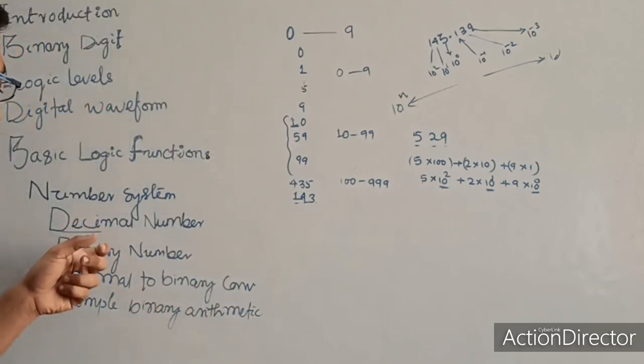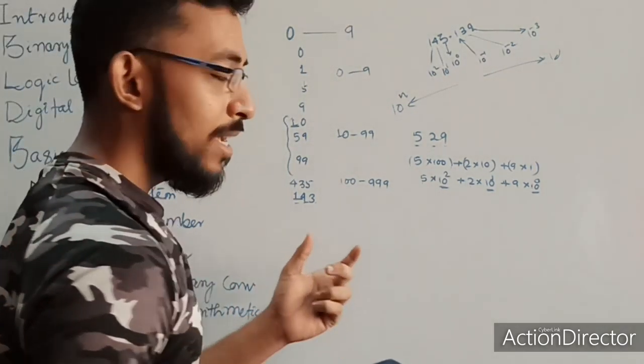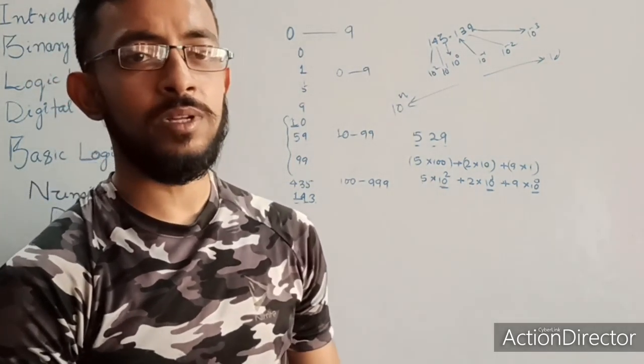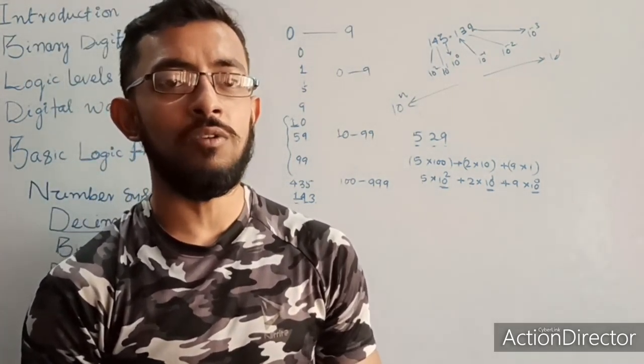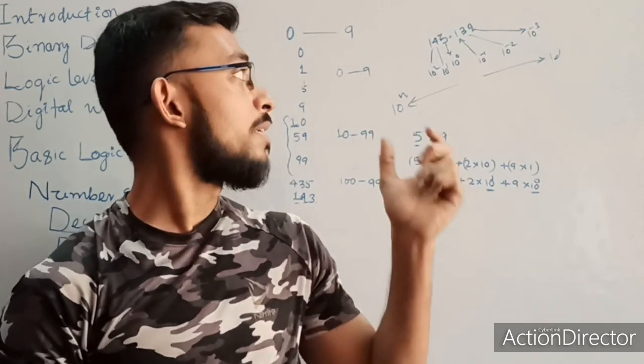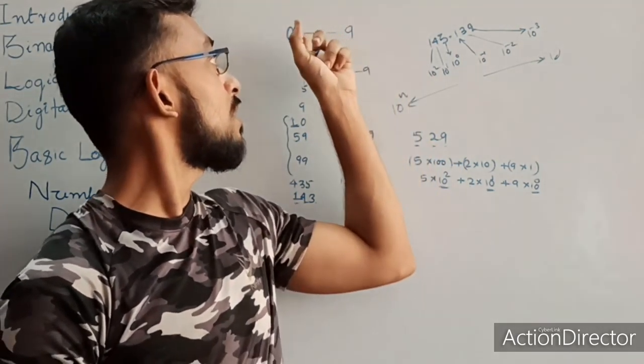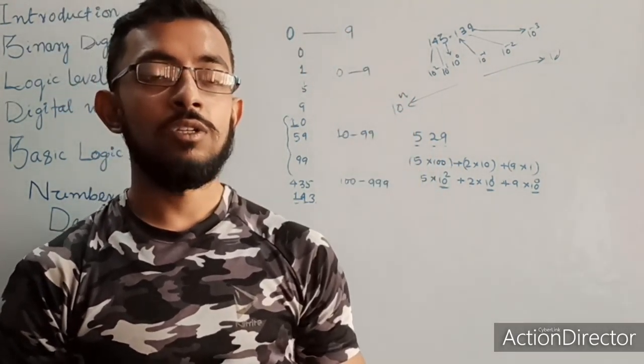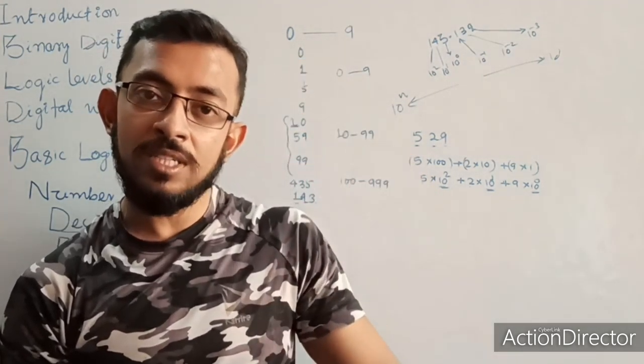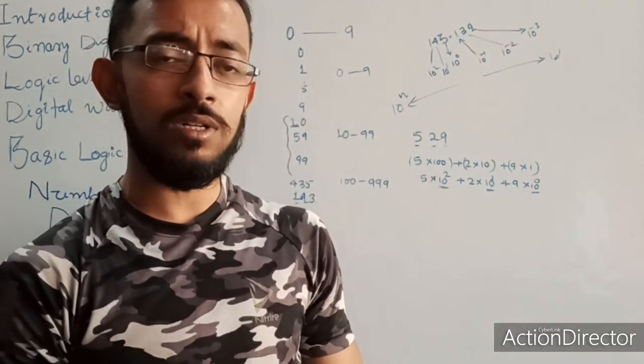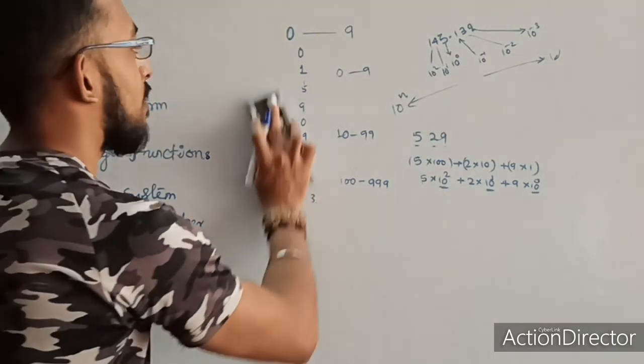Now let's see what a binary number system is. Like the decimal number system, we can also represent our digital signal or digital waveform using the binary number system. Decimal means using 10 digits, 0 to 9. Binary means there are only 2 digits, 0 and 1. That is also one of the simplest methods to represent a digital signal.